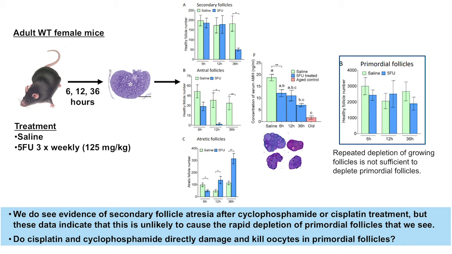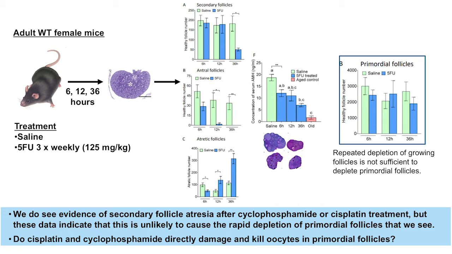But despite this, we found that repeated depletion of growing follicles on its own was not sufficient to deplete primordial follicles. So whilst we do see evidence of secondary follicle atresia after cyclophosphamide and cisplatin treatment, we don't think this is sufficient to cause the rapid depletion of primordial follicles that we see after these treatments.